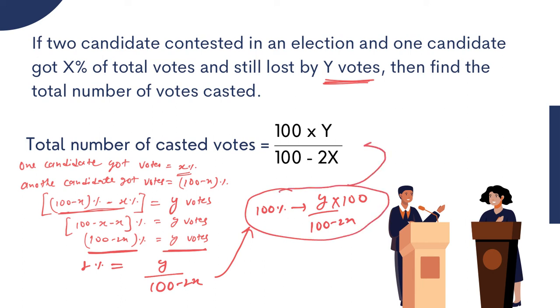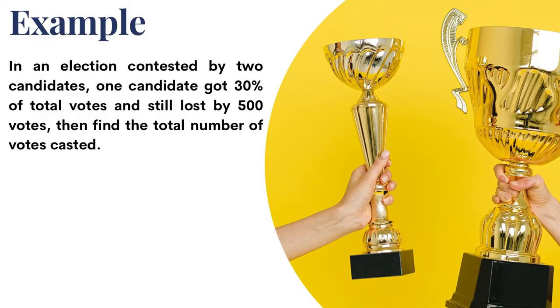So now you know how this formula came. If the exam question is not asked directly based on this concept, you can use this method also, right? Let's see this example. The example is saying, in an election contested by two candidates, one candidate got 30% of total votes and still lost by 500 votes. Then find the total number of votes cast.